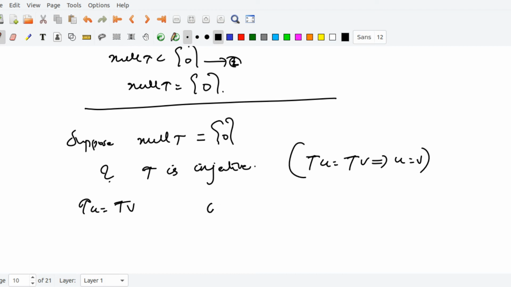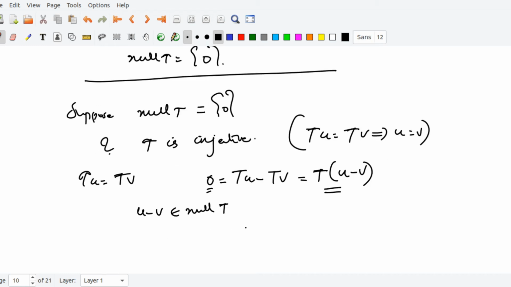Since Tu equals Tv, we could write 0 equal to Tu minus Tv. Since T is linear, this is equal to T of u minus v. Now we get T of u minus v equal to 0, which means that u minus v belongs to the null space of T. But already we assumed that the null space of T equals the set {0}. Hence this u minus v must be equal to 0, which implies u equals v.